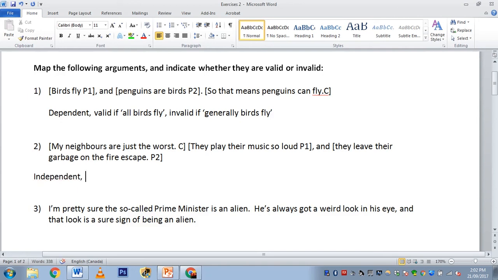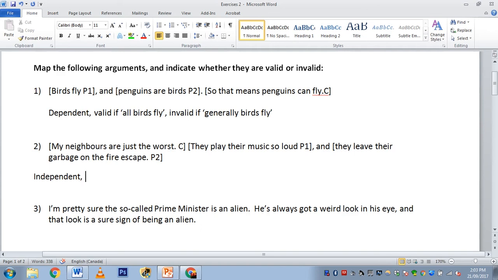Now, is it deductively valid, inductively valid, or invalid? I would say it's inductively valid, right? These genuinely are pieces of evidence that should raise the credibility of your belief that my neighbors are just the worst. This is where you should be glad that we're just drawing arrows rather than citing logical rules, because I don't know what logical rule you would cite to describe the relationship between these premises and the conclusion, right? You just have in your mind a category of things that make somebody the worst kind of neighbor, and these are two things that are in that category. It's a very informal inference, right?